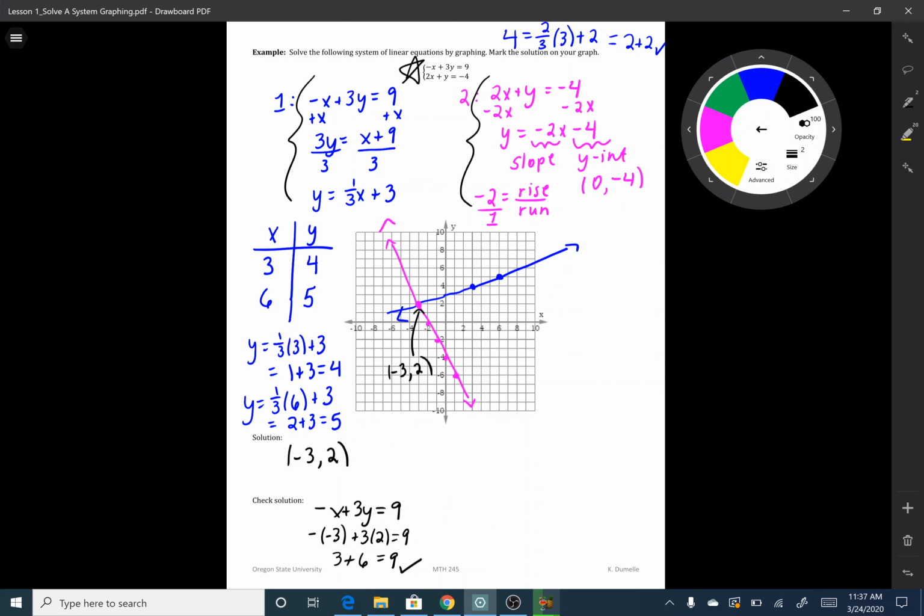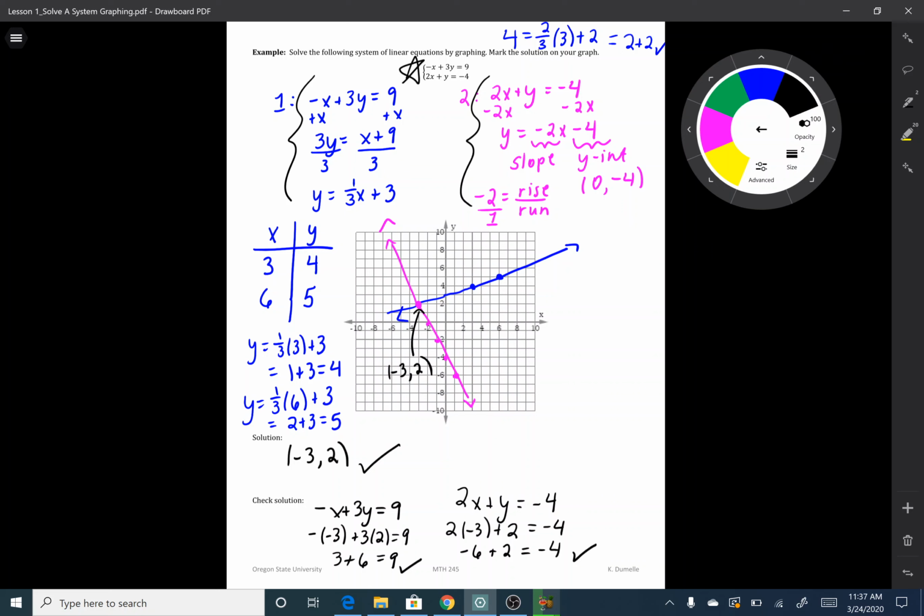Now I want to make sure that our solution satisfies the second equation as well. So I have 2x plus y is equal to -4. This gives me 2 times -3 plus 2 equals -4, which gives me -6 plus 2 equals -4, which is also true. That means that the solution is right.